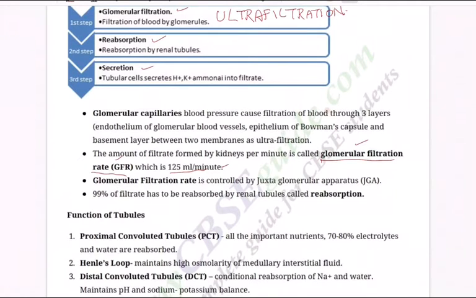Then in the descending limb of the loop of Henle, water is reabsorbed due to the increasing osmolality of the interstitial fluid. Sodium and other solutes are not reabsorbed here. The filtrate becomes hypertonic to blood plasma. The ascending limb of the loop of Henle is impermeable to water, but, very important, permeable to potassium, chloride and sodium ions, and partially permeable to urea, so that the filtrate becomes hypotonic to blood plasma. That is, hypertonic becomes hypotonic.